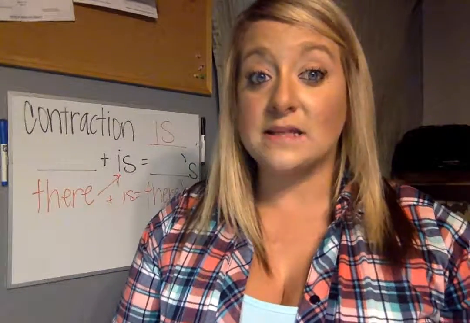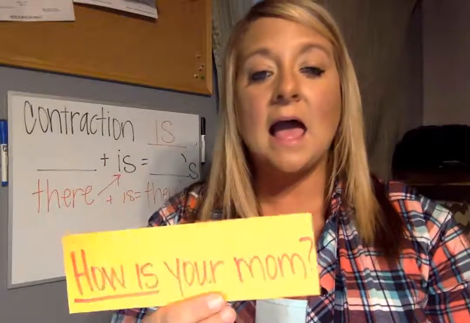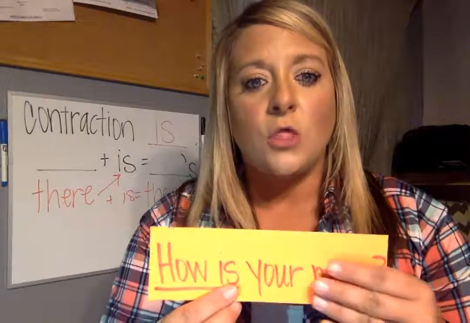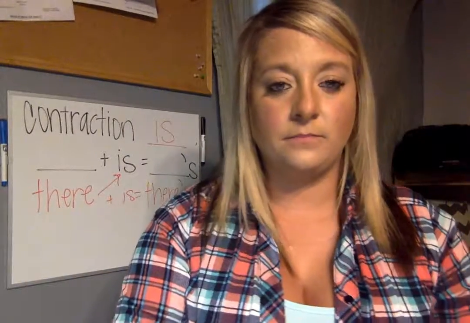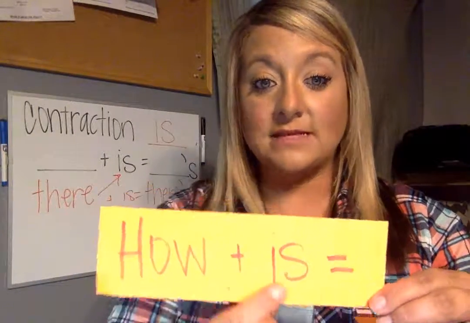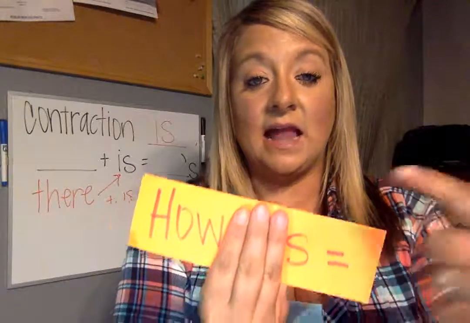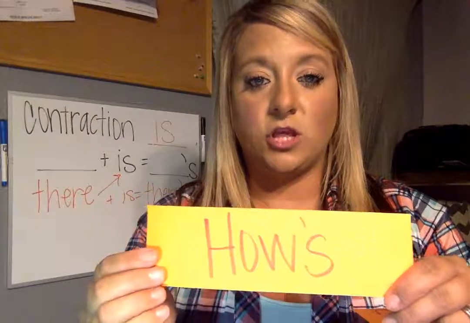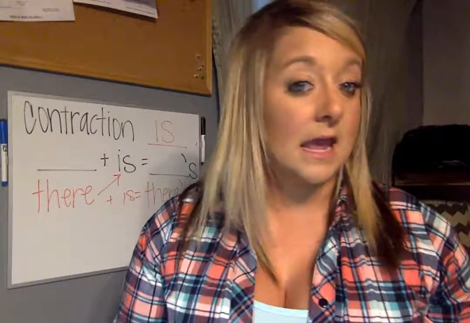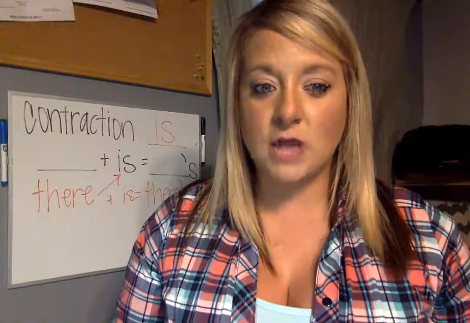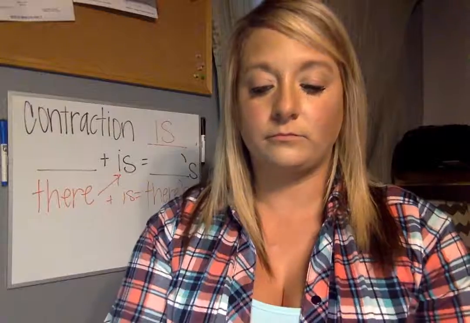I'm going to show you a different word that's using the same verb. How is your mom? The two words that are going to be contracted are how and is. How plus is, again, you're going to delete the I and add an apostrophe. So it would look like this, how's. Same sentence, same wording, just adding a contraction, it would be, how's your mom?